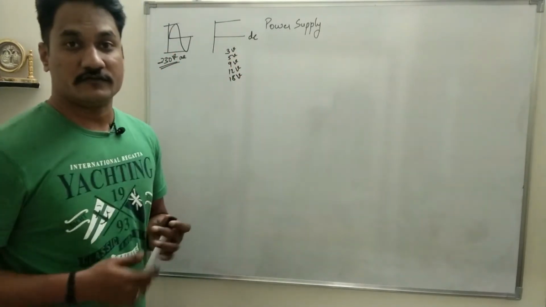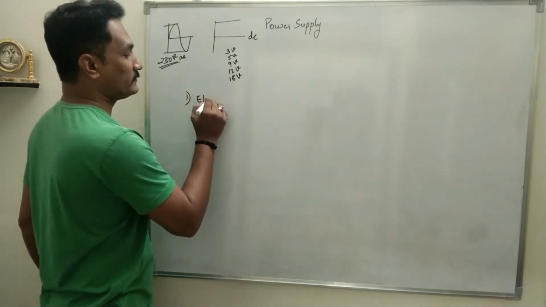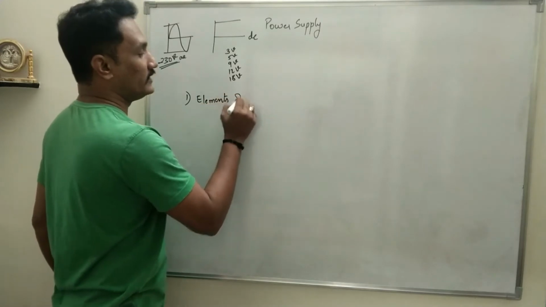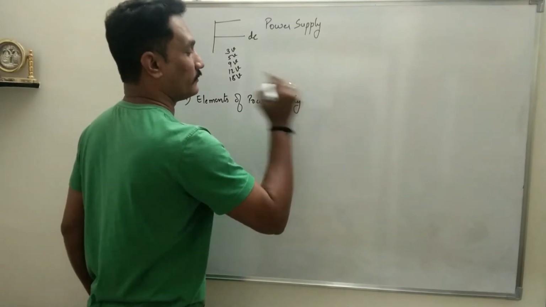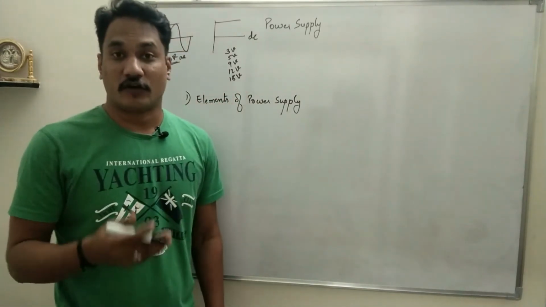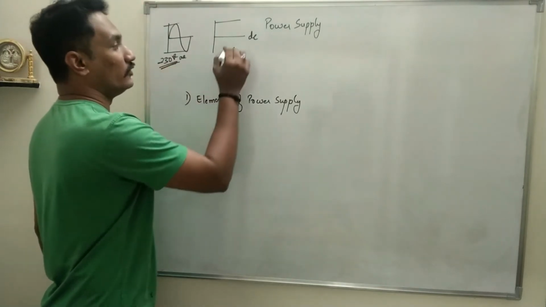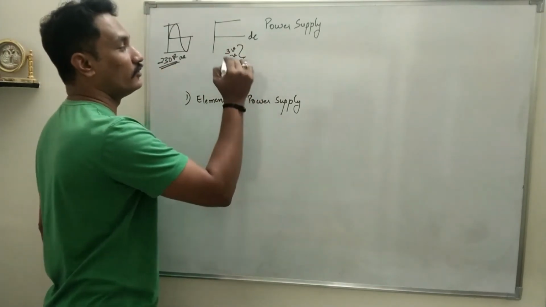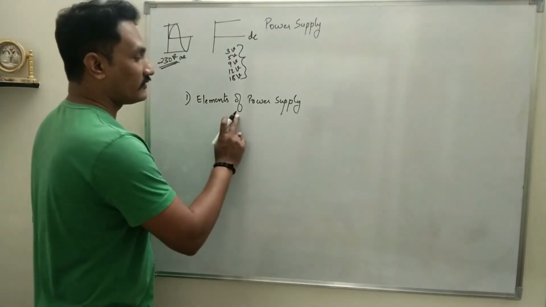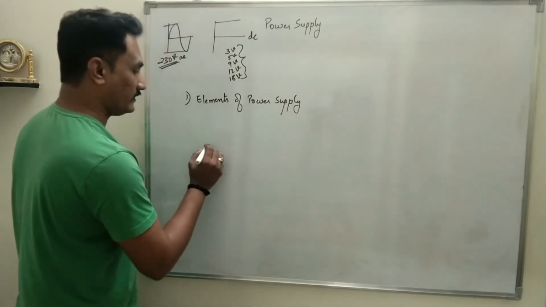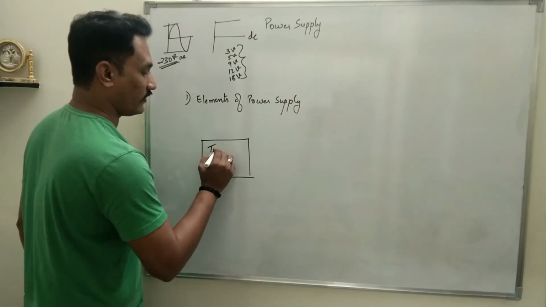The first thing which we will try to understand under the heading power supply is the elements of power supply. So let us try to understand what steps are needed to convert 230 volt into 3 volt, 5 volt, 9 volt, 12 volt or 18 volt DC. Among the elements of power supply, the first element we will try to understand is the transformer.